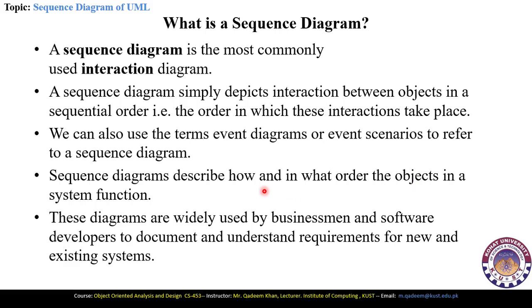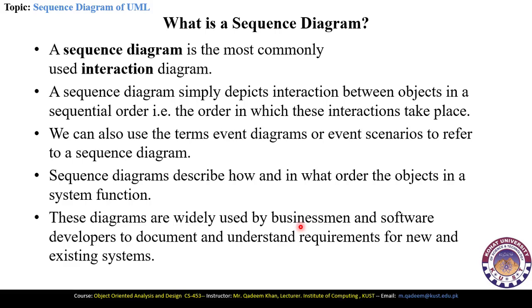Now sequence diagrams are mostly used by businessmen and software developers to develop and understand the requirements for new and existing systems. The businessman is a person who represents the business value of the software, and they are very interested in the return on investment. It means that they provide the business value in the form of different sorts of budgets and costing over the projects, and then in return they want some benefits from the project in the form of their business values as well.